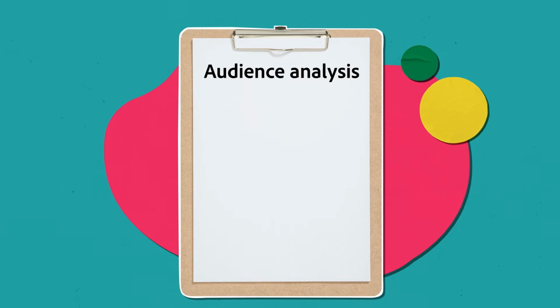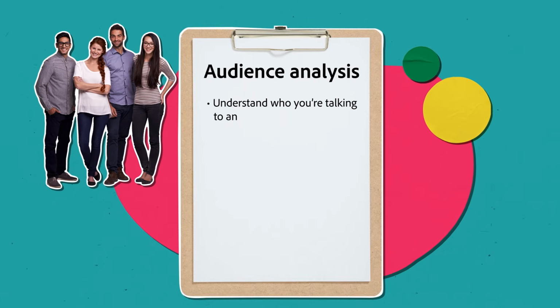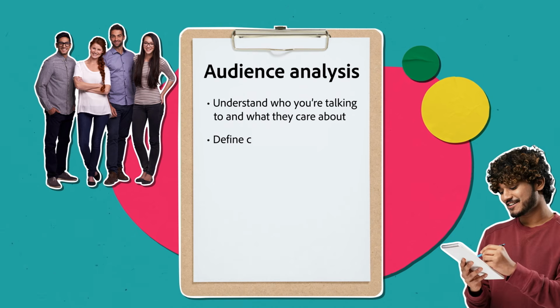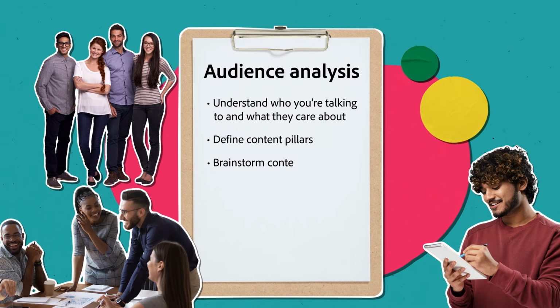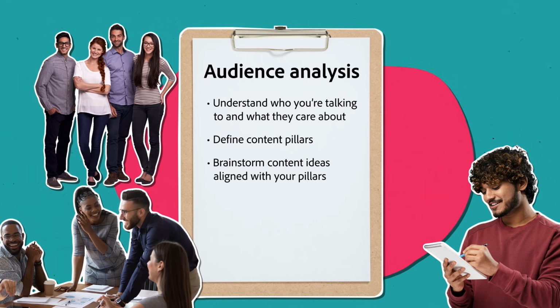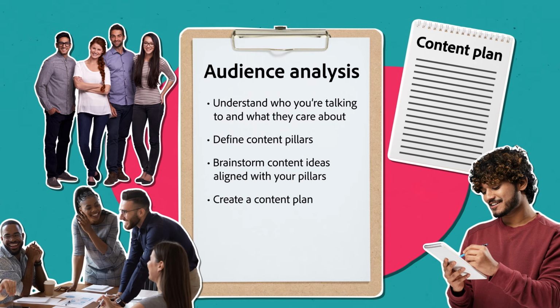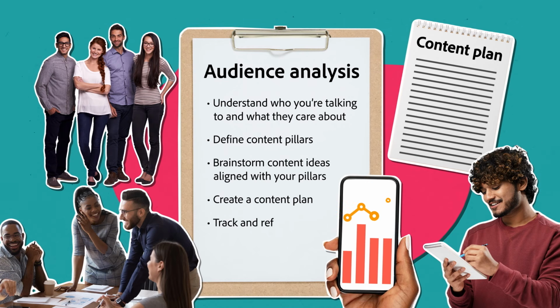Here's how to get started. Audience analysis. Understand who you're talking to and what they care about. Define content pillars. Brainstorm content ideas aligned with your pillars. Create a content plan. Think about how each content piece reinforces your brand message while being tailored to its platform. Track and refine. Use data to optimize your strategy and continuously improve.